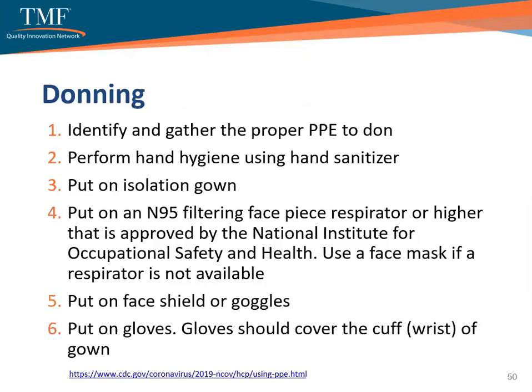More than one donning method may be acceptable. Training and practice using your facility's procedure is critical. This is one example of proper donning. Identify and gather the proper PPE to don. Ensure the choice of gown size is correct. Perform hand hygiene and put on the isolation gown. Tie all the ties on the gown. Again, assistance may be needed by your PPE buddy.